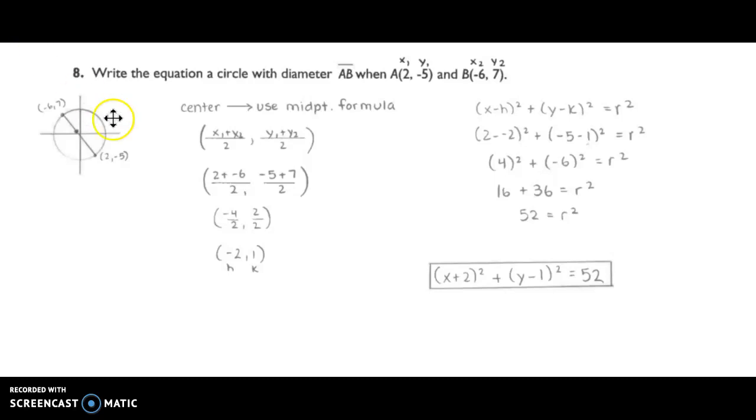So this one, there's a lot involved. Your diameter of AB, so these are the endpoints of the diameter. If you want to do a little sketch, you can. The center is going to be the halfway point of those endpoints, so you have to recall the midpoint formula. After you use the midpoint formula, you figure out that the center is at -2, 1. That's your HK.